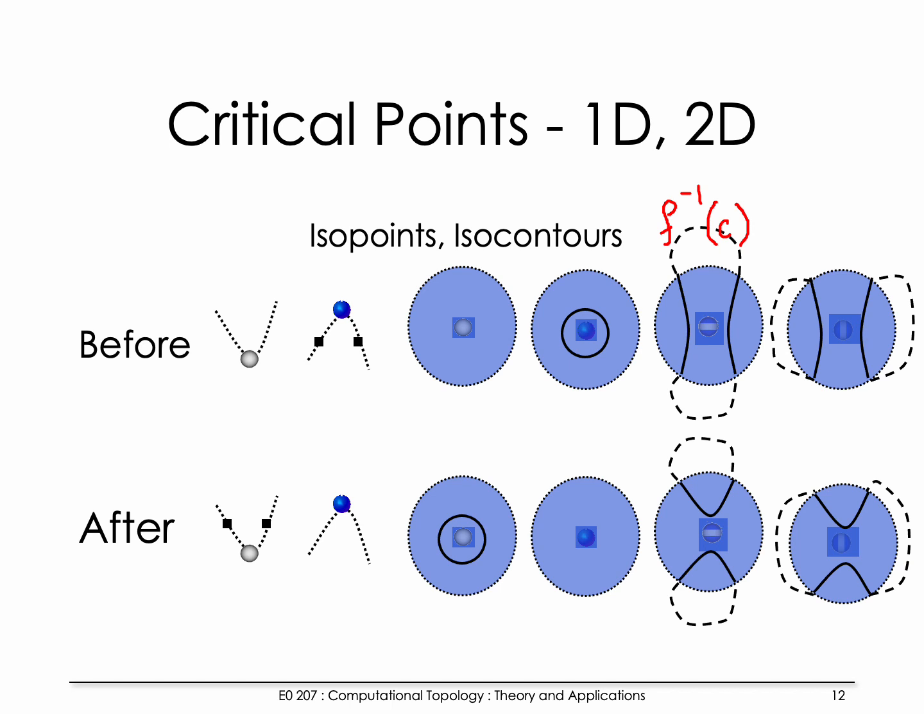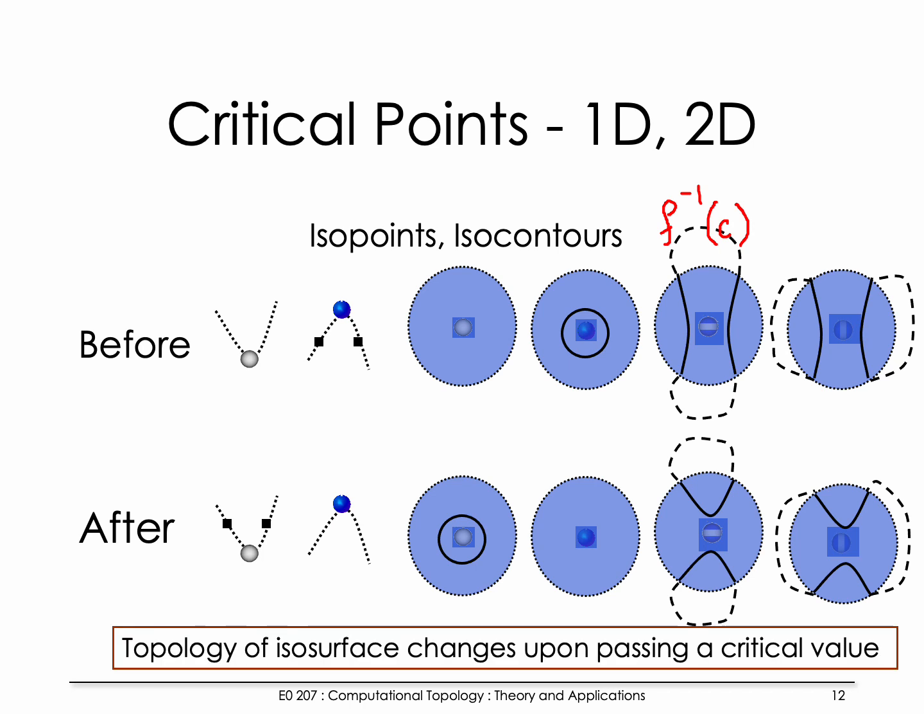We will see in the next class how this translates to an algorithm, right? The key observation is that the topology, as captured by the number of connected components, changes upon passing a critical value, right? Upon passing through a critical point. Like I said, this is the property that we will use to classify critical points.